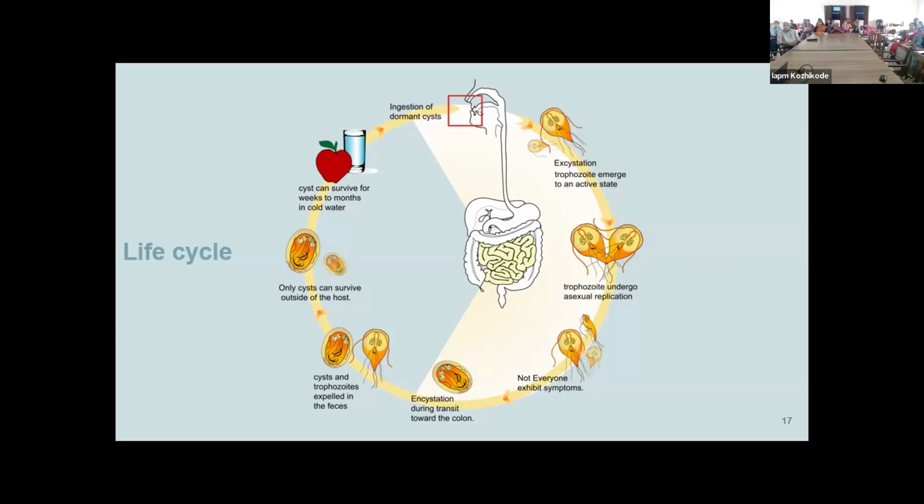This cyst form will be released through fecal matter, and it contaminates water and food. If a person takes this food and water contaminated by the cyst form, he also acquires the infection. So the mode of infection is by ingestion of food and water contaminated by the cyst form of this parasite.